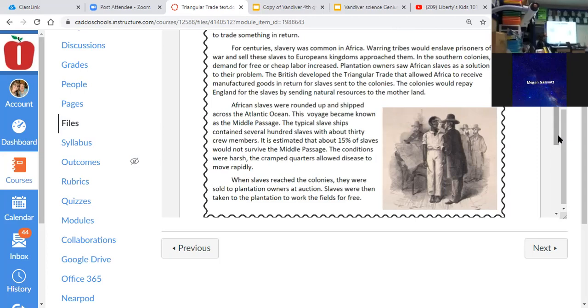The conditions were harsh. The cramped quarters allowed disease to move rapidly. When enslaved people reached the colonies, they were sold to plantation owners at auction. Enslaved people were then taken to the plantation to work the fields for free.